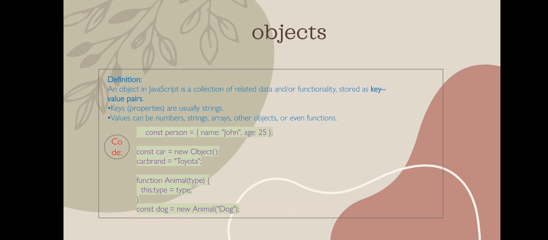And coming to objects, an object in JavaScript is a collection of related data and is stored as key-value pairs. Okay, keys are generally strings. The values can be numbers, strings, arrays, other objects, or even functions. Here is an example of how we can declare objects as shown in the below code. You can see here an object is created using curly brackets.